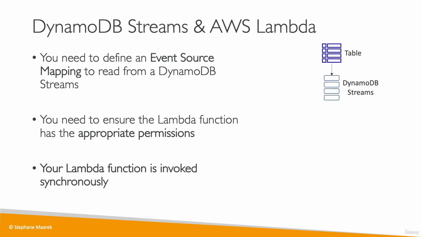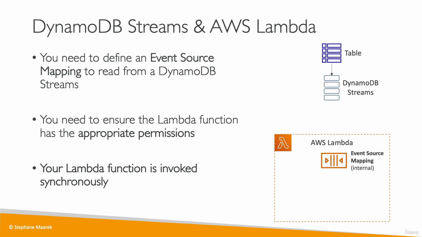So let's take an example. The table goes into a DynamoDB stream. The Lambda function will have an event source mapping, which is an internal process that will be pulling the DynamoDB stream and retrieving records in batches from the DynamoDB stream. And when some records are passed on to the event source mapping, then the event source mapping will invoke your Lambda function synchronously with a batch of records from your DynamoDB stream.